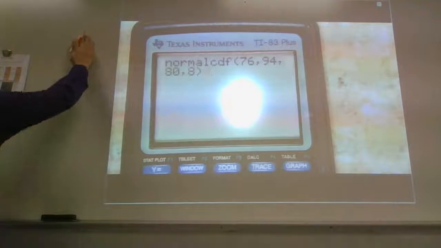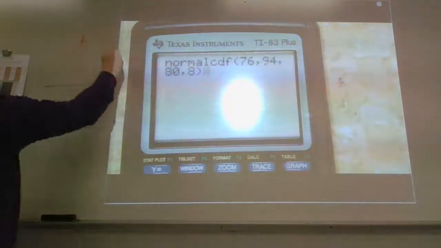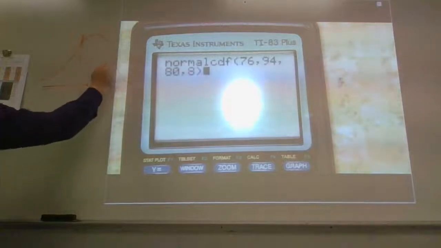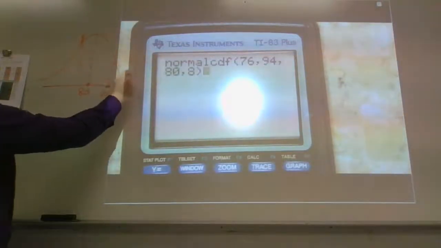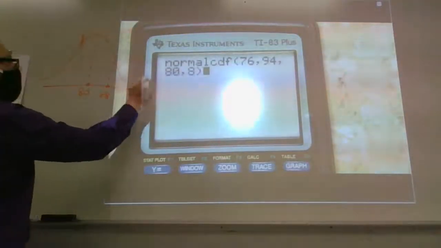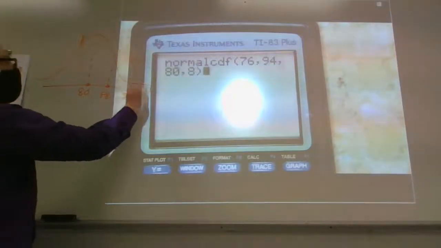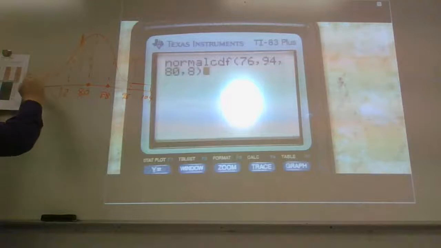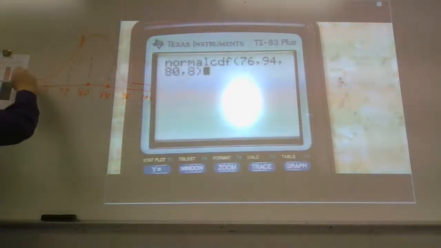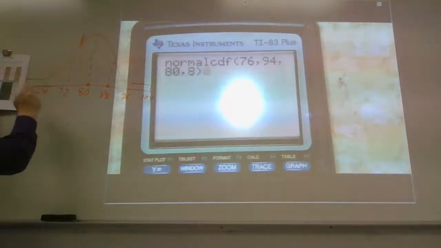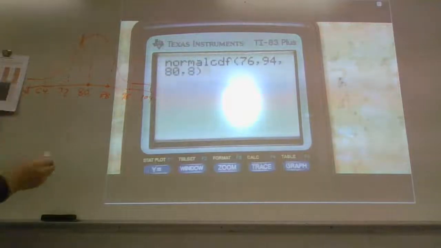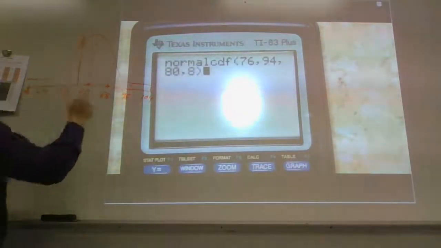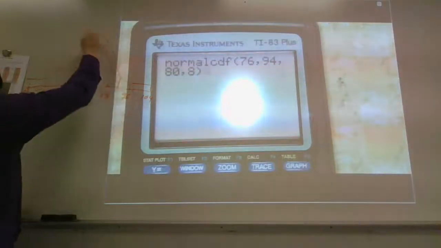I'll draw this first. Normal CDF implying a normal curve, putting the mean right in the middle. It's sometimes good to draw these out to get a good visual of what's going on here. 72, 64, running out of room, 56. And they're saying 76, which is about here, to 94, which is about here.